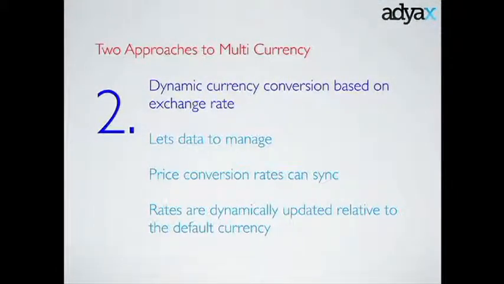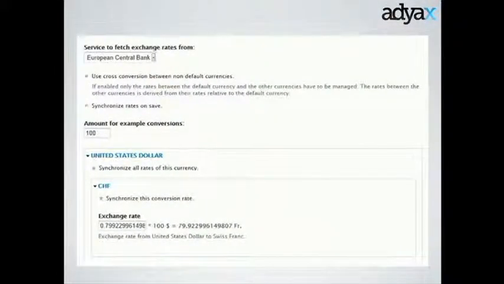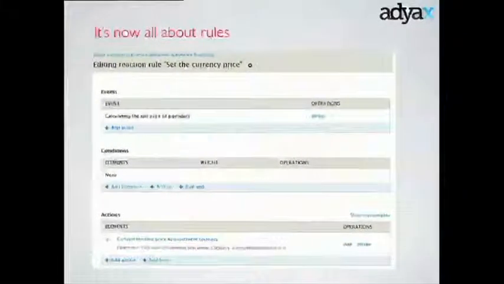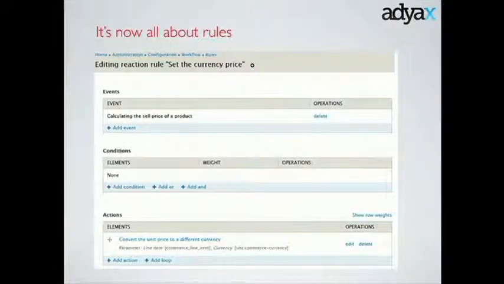What I talked about with the dynamic currency conversion: here you can set an exchange rate and the rules engine will convert it for you. So basically it's all about rules. Once you've set up your currencies, you can have your rules convert the currency to the right one depending on what location the user's in or any format you want, really. So if those currency fields don't offer you enough control, you can override it in rules, which is nice.